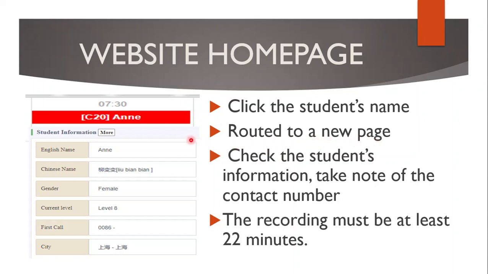In the upper left corner of the screen, you will see the student information. You will see the student's name, the English name, so you will know how to address the student properly. The second thing that you have to take note of is the student's contact number, and it will start with the area code 0086. Please take note that you will be the one to call the student on your scheduled class.